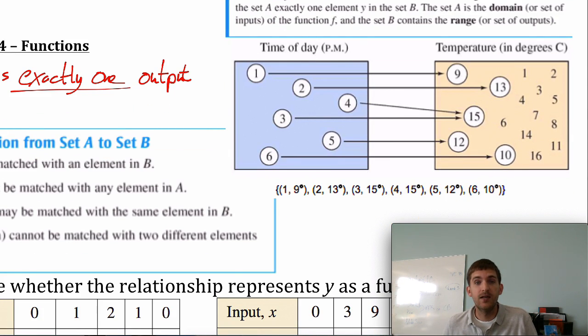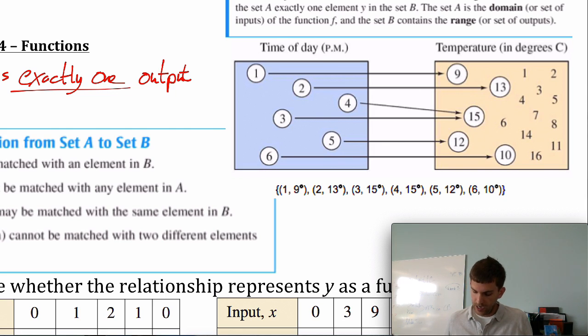So this representation of this graph is also a representation of this data set down here. Looking at this, at 1 p.m., it was 9 degrees out. We see that right here. At 2 p.m., it was 13 degrees. I'm assuming this is in Celsius, otherwise this is cold. It's even kind of coldish for Celsius, but this would be very cold. So for 2 p.m., it was 13 degrees. At 3 p.m., it was 15 degrees. At 4 p.m., it was also 15 degrees. So 3 and 4 p.m. both share that 15 degrees.